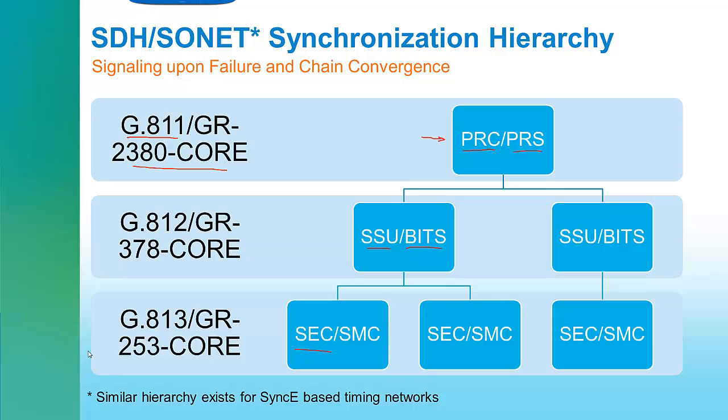But it's worth noting there's an absolutely equivalent hierarchy for SyncE networks. So when I talked about an EEC, an EEC is down at this level. That's the SyncE version of an SEC or an SMC. In synchronous Ethernet, it's a little bit easier than the TDM, but the hierarchy is exactly the same.